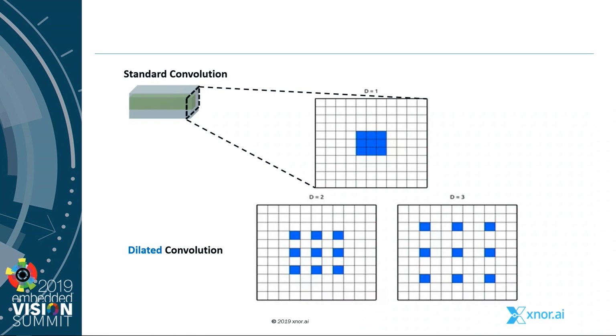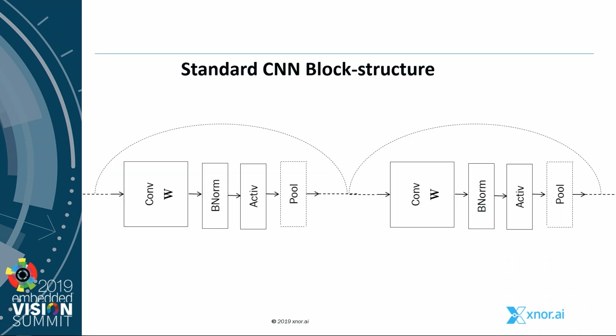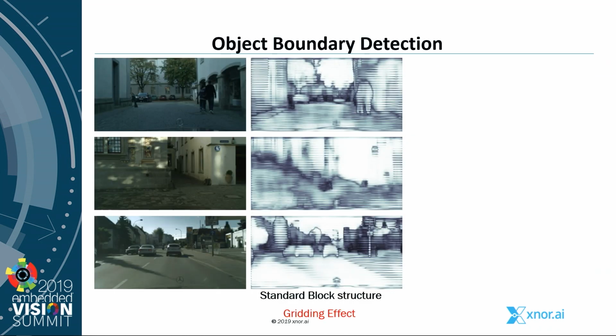So when we combine the depth-wise and dilated, we reach a very efficient operation that we call depth-wise dilated convolutions. If we replace the standard convolutions with this depth-wise dilated convolution in a network structure that we usually work with these days, we see some artifacts. This is a task of detecting object boundaries for image segmentation. You can see that there are some grid artifacts, and these are mainly because of those holes in the dilated convolutions. So it means that we need to do something with the structure of the network. The naive structure could not work here.